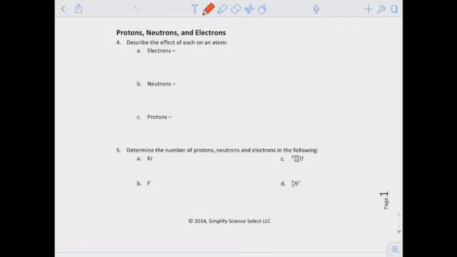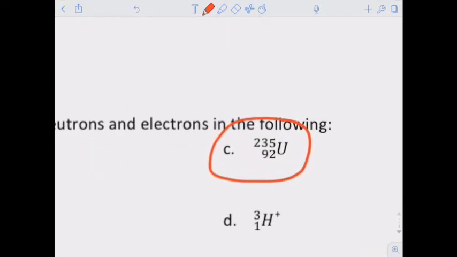And lastly, protons. When we have protons, the impact on the atom would be telling you what the atom actually is. Our periodic table is designed with the number of protons. Looking at number 5, it says determine the number of protons, neutrons, and electrons in the following. We'll start with C and D and leave you with A and F to look at. C and D are nuclear symbol notation.